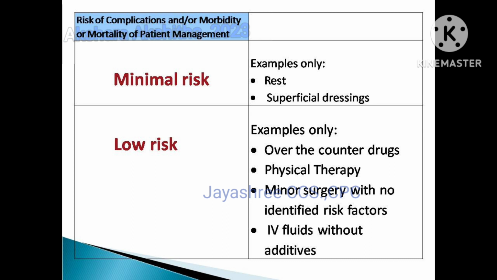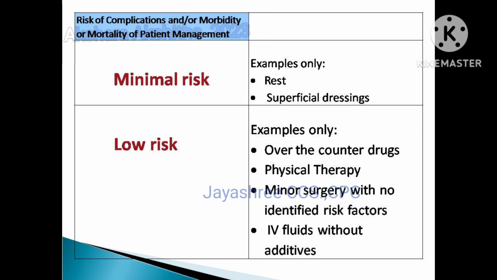IV fluid, okay, what is without additives? What are the additives? Any vitamin supplement or any drug supplement or anything supplemented along with the normal saline, that is with additives. So for IV fluid without additives, that means only normal saline going in, that is low risk. Normal saline as well as any drug means moderate. Okay, four levels.